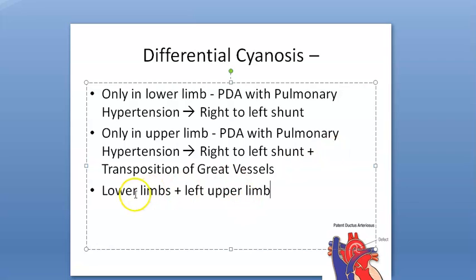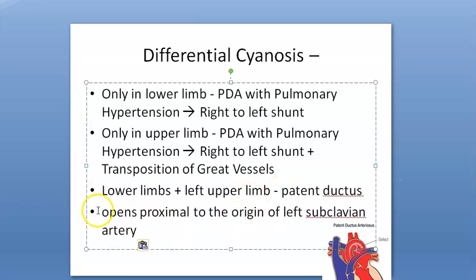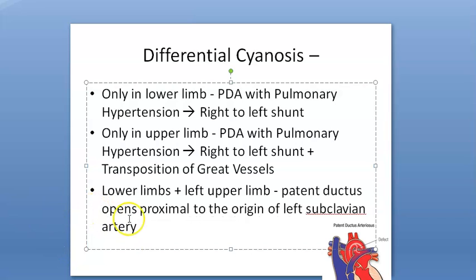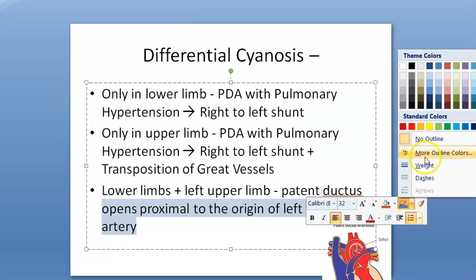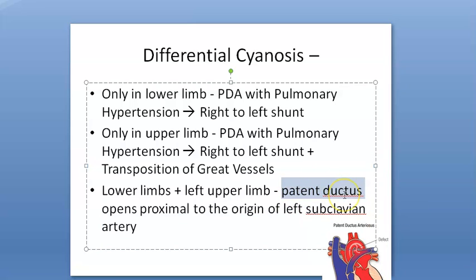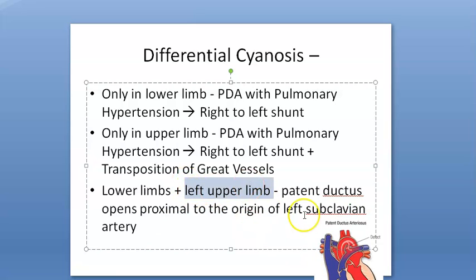And in addition to the lower limbs, if the left upper limb also is cyanosed, then the patient has a patent ductus that opens proximal to the origin of the left subclavian artery. So when does this happen? This happens when the patent ductus opens proximal to the origin of the left subclavian artery. Did you understand the statement? The patent ductus opens proximal, that is near to the origin of the left subclavian artery. So the left upper limb is affected.